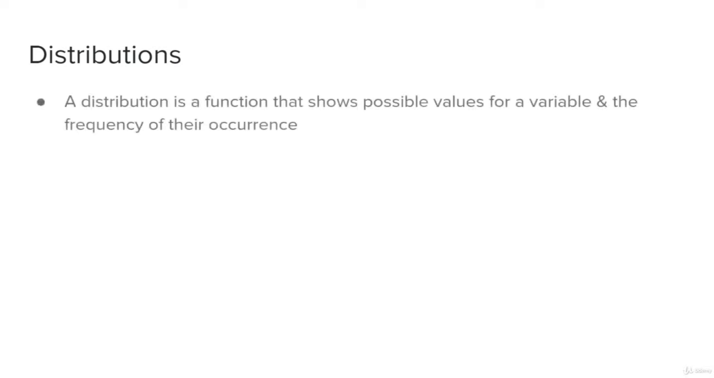Okay, so let's talk about distributions. Coming to the formal definition, a distribution is a function that shows possible values for a variable and the frequency of their occurrence.